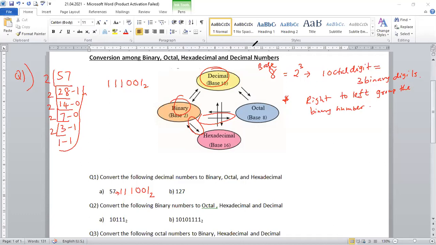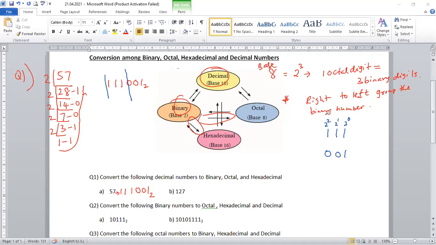How you can group? I'll take another color. 1, 2, 3. Grouping. 1, 2, 3. Grouping. Okay. Now you are having some numbers like this. 1, 1, 1. So this is one group. 0, 0, 1. Another group. So from the right hand side, 2 to the power 0, 2 to the power 1, 2 to the power 2. You are taking the values.